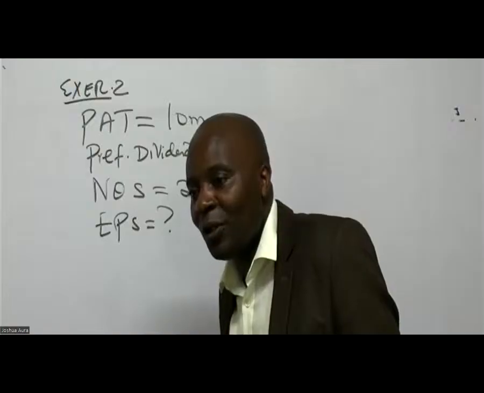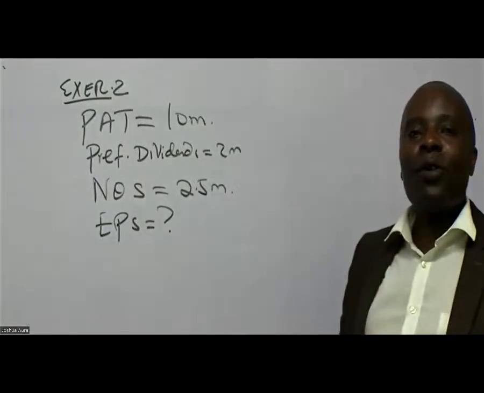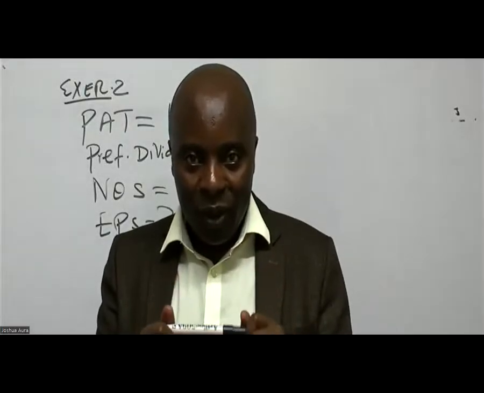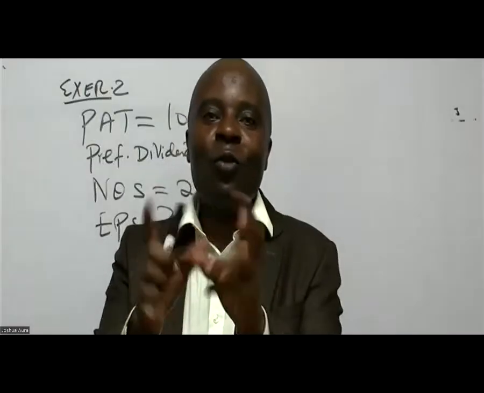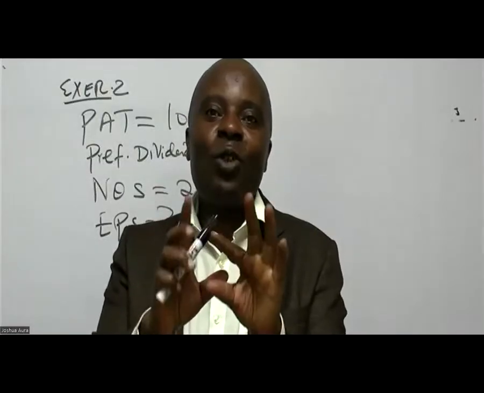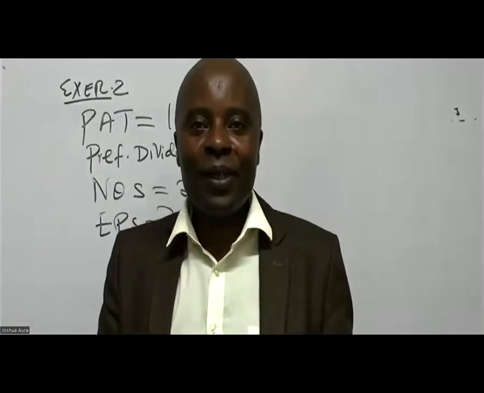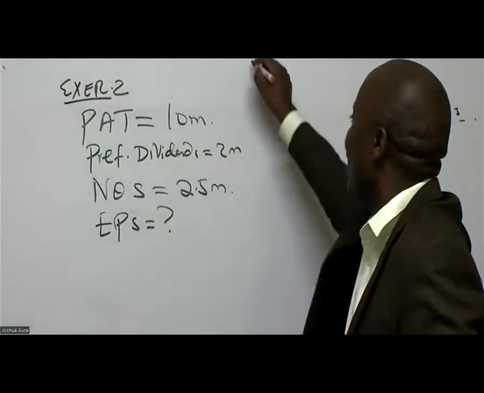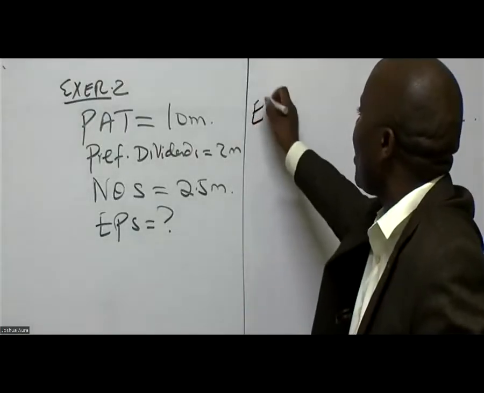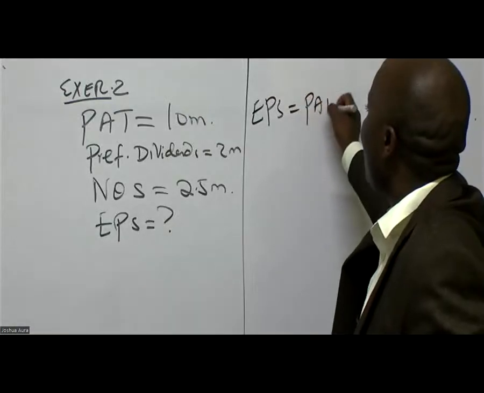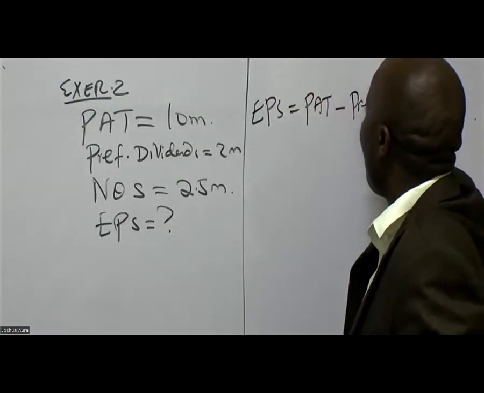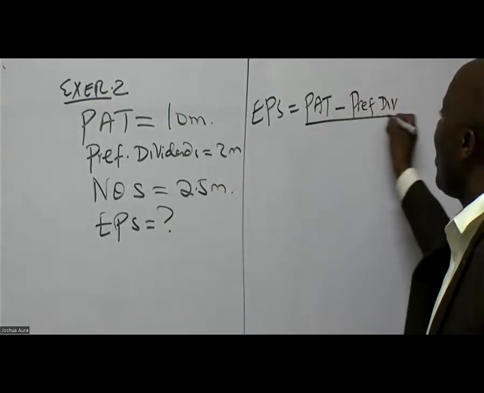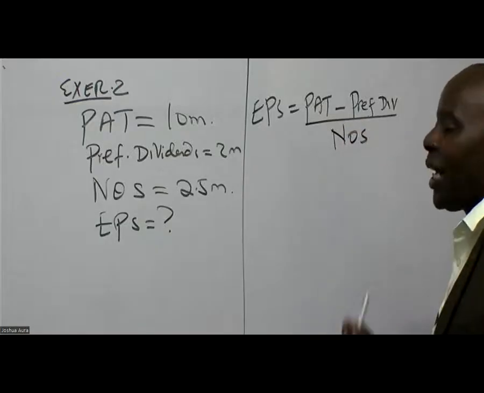Thank you very much. I can see what Eric Odinga has given me. Eric has known, ladies and gentlemen, that for us to be able to get profit attributable to ordinary shareholders, first of all, you must give a preference to preference shareholders. Pay them their dividends first. So to get EPS, take profit after tax minus preference dividend, and then divide this by the number of ordinary shares that you have.